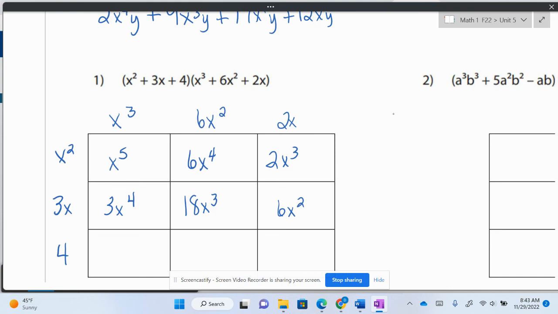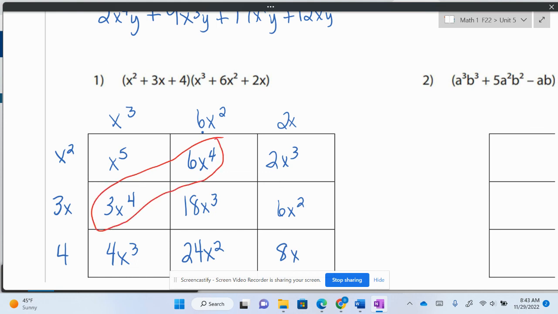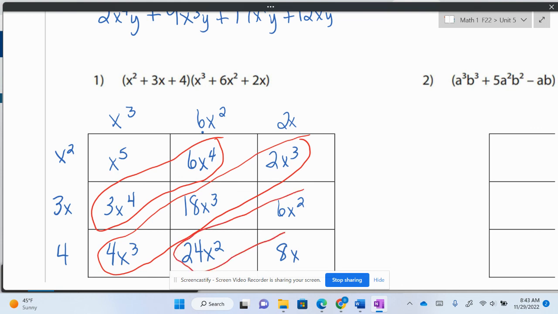4 times x cubed is just that, 4x cubed. 4 times 6x squared is 24x squared. And 4 times 2x is 8x. So let's look at what we can group together. You see we have 2 terms with x to the 4th. Then we have 3 x cubes that can be grouped together. And then we have 2 x squareds.